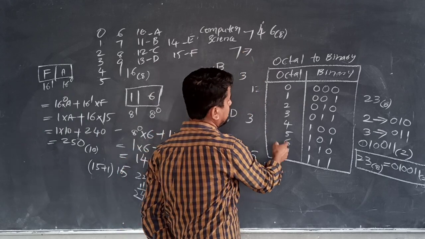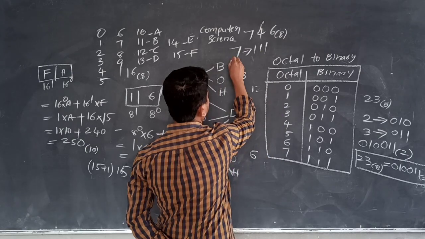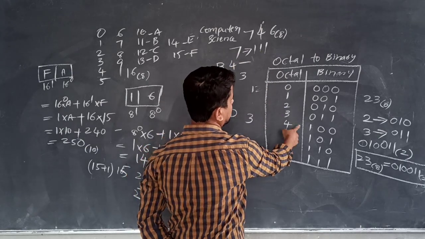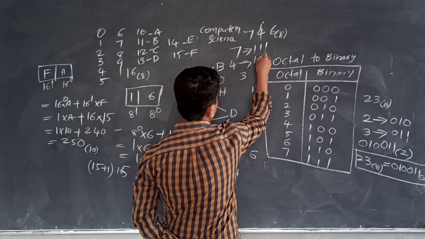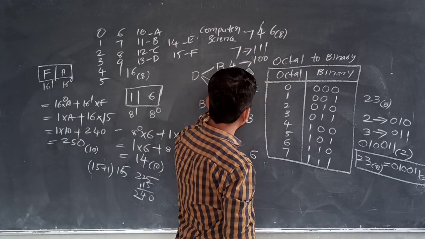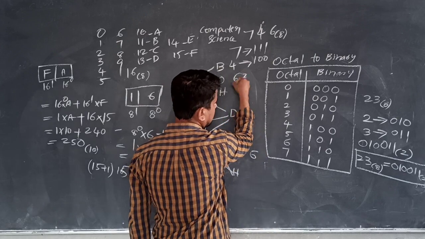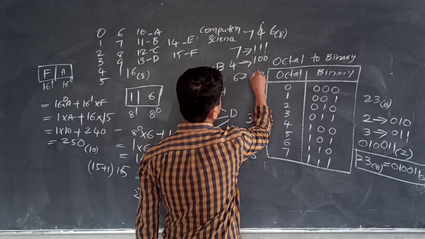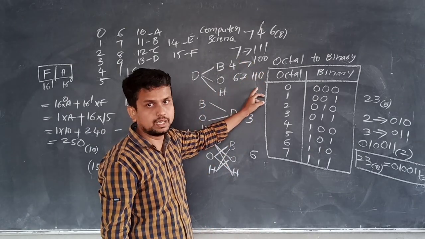7. The binary equivalent of octal digit 7 is 111. Now 4. What is the binary equivalent of 4? 100. Correct? 100. Now 6. The binary equivalent of 6 is 1 1 0. So these are the octal digits, and these are their equivalent binary numbers.